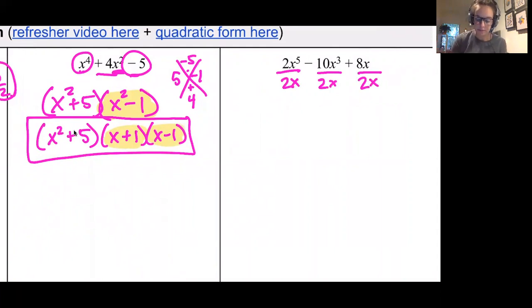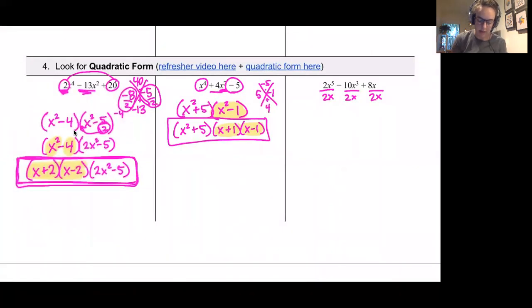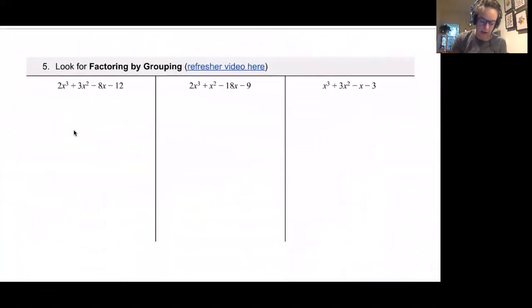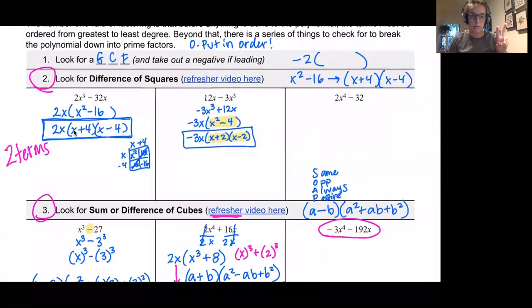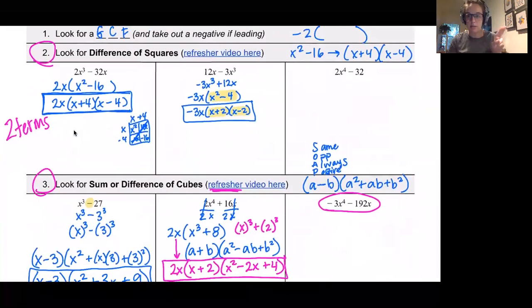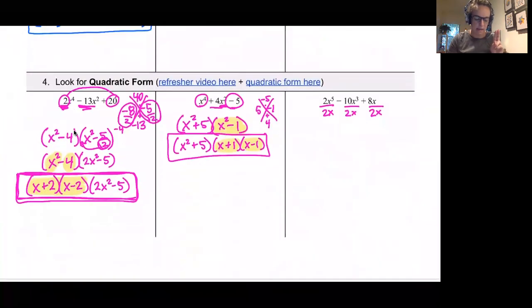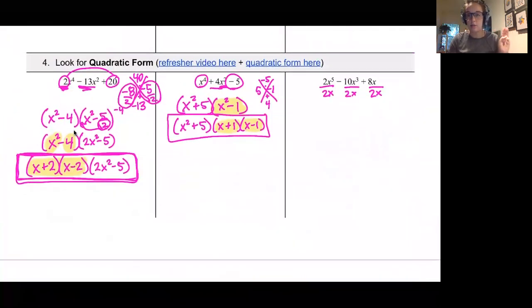Okay. All right. Finally, we have our last one, which is factoring by grouping. This is when you have 4 terms, right? 4 terms or 6 or 8 or 10, those are less likely. 4 terms is more common. So when you have 2 terms, just for a refresh, look for difference of squares or sum or difference of cubes. If you have 3 terms, look to see if it's in quadratic format.